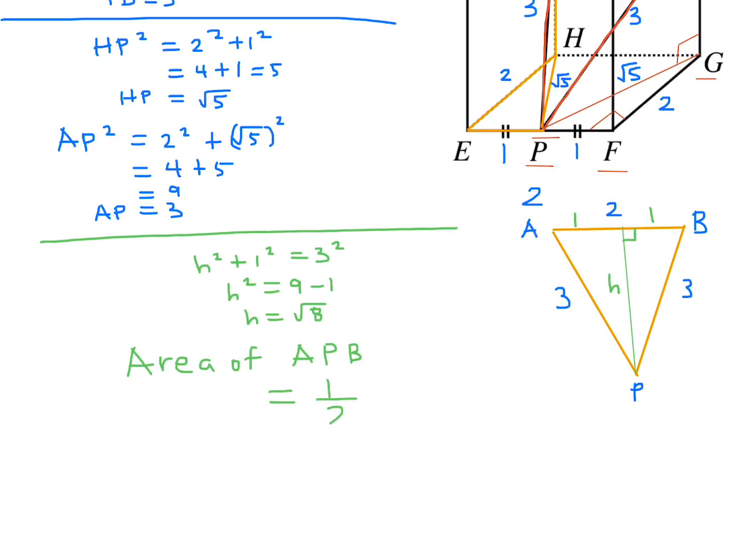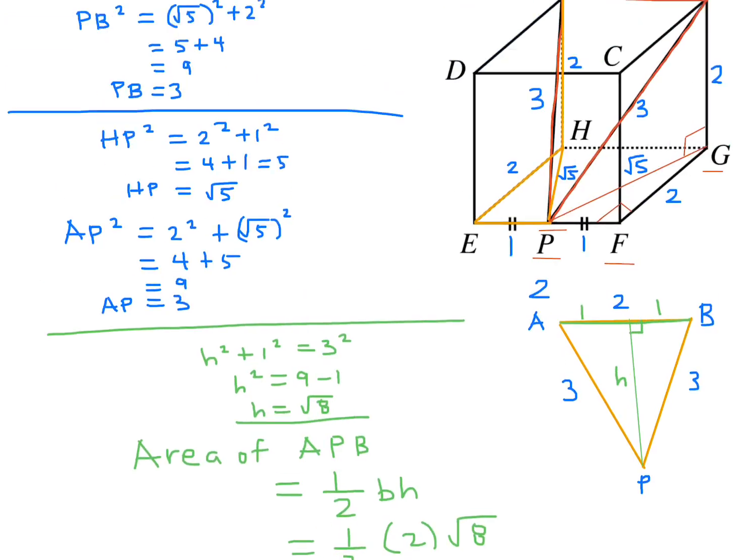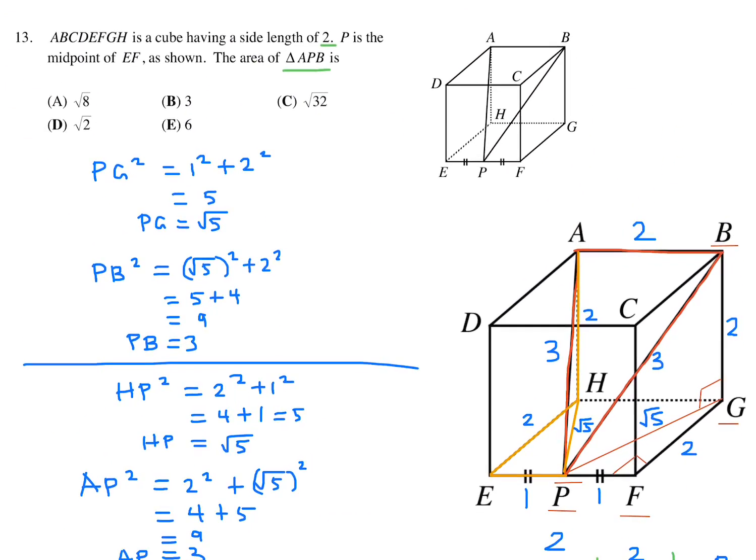So it's 1/2 base times height. The base is from here to here, which is 2. The height is h, which we calculated as root 8. And therefore this becomes just root 8. So therefore the answer to number 13 is A.